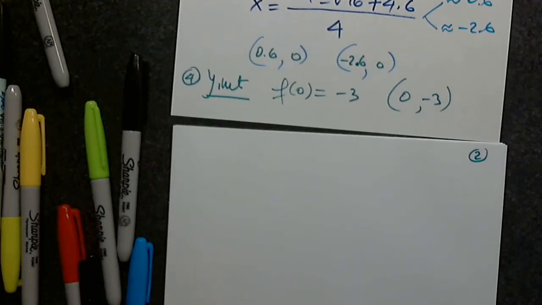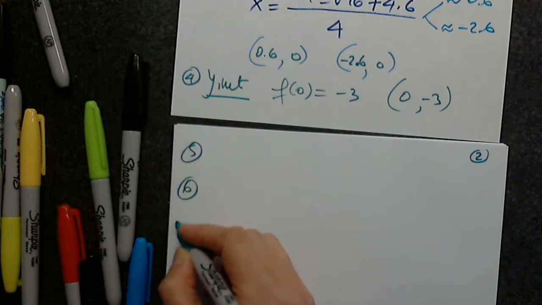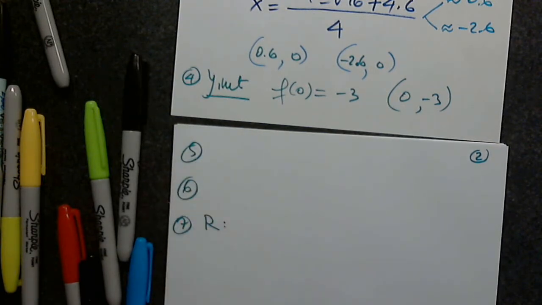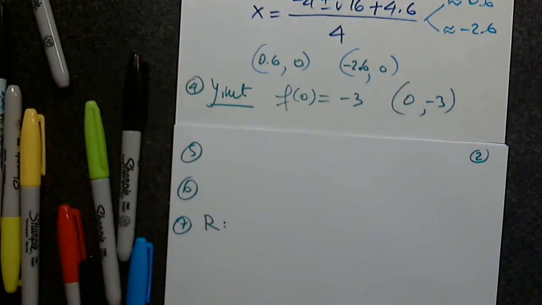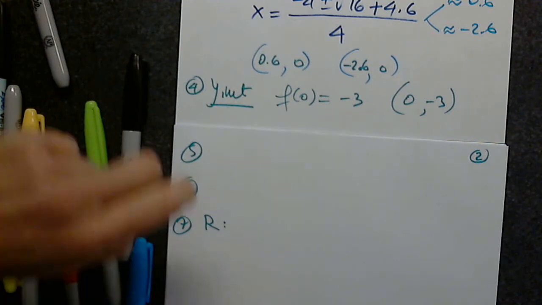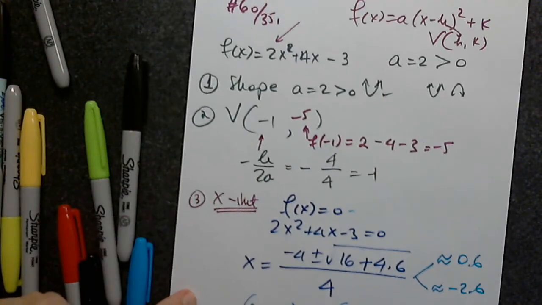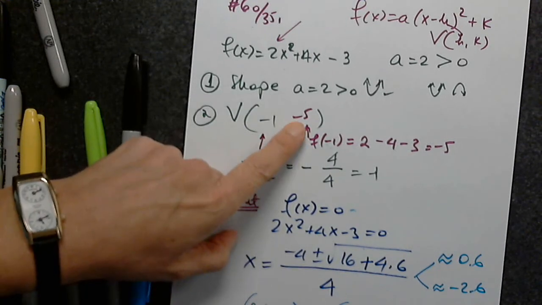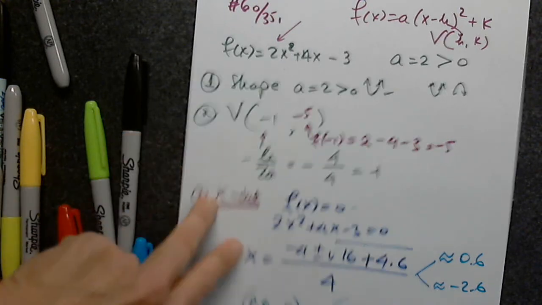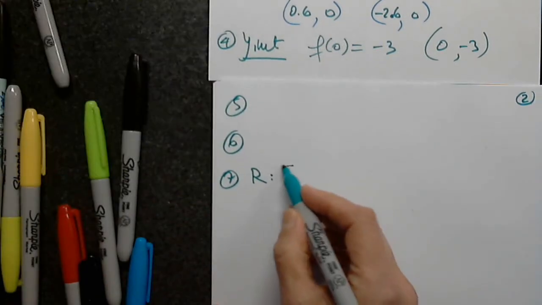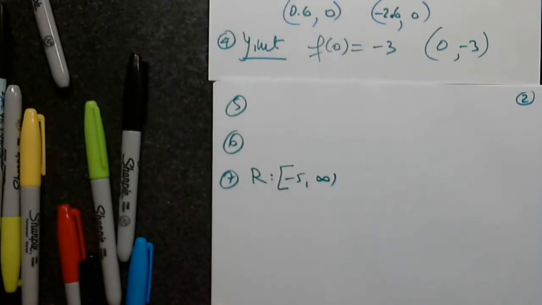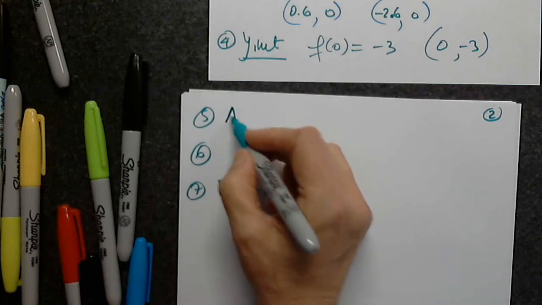Good. So in number 5, 6, and 7, range. We haven't even graphed it, but we already pictured the range. What is the range? So it has a minimum. The minimum value is negative 5, very good, and it goes up. So the range is y greater than or equal to negative 5. Very good.